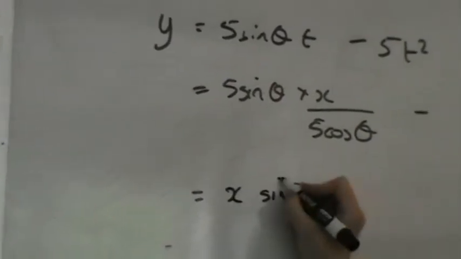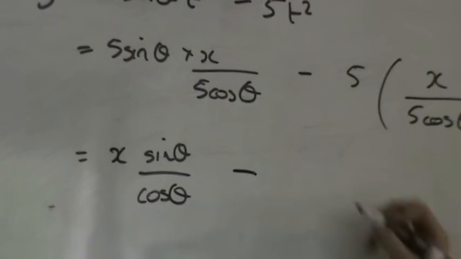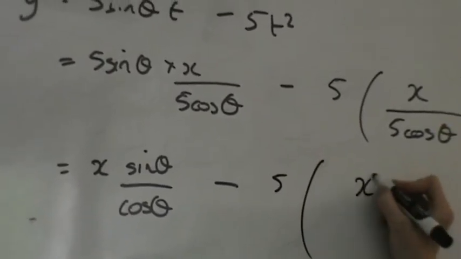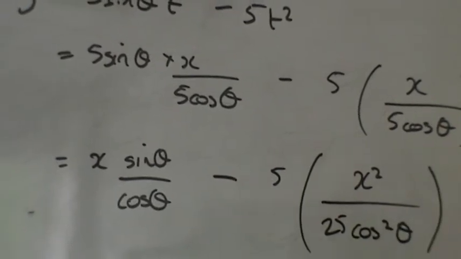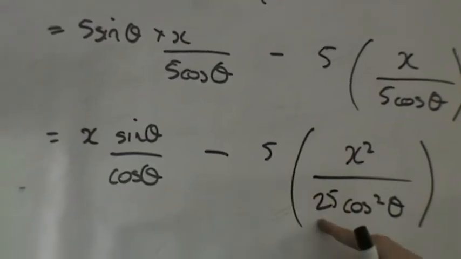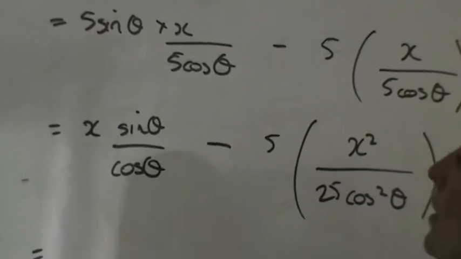Now we can see the 5 cancels with the 5, so we've got x times sine theta over cos theta. Now we've got 5 times, this becomes x squared over 25 cos squared theta. So we can see we'll be able to cancel the 5 with the 25.